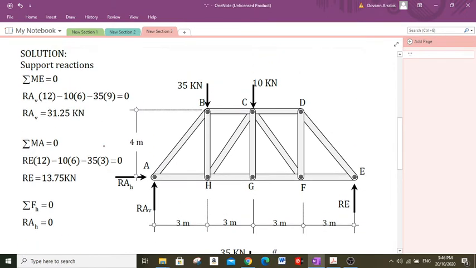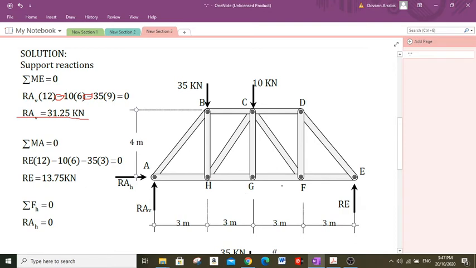Taking moment about point E, we can get the magnitude of RAV. So a summation of moment about point E equals 0. RAV about point E is a clockwise moment, while 35 kilonewton and 10 kilonewton are counterclockwise moments about point E, or negative. Solving the magnitude of RAV, we have 31.25 kilonewton.